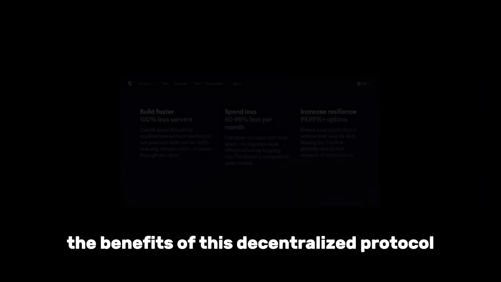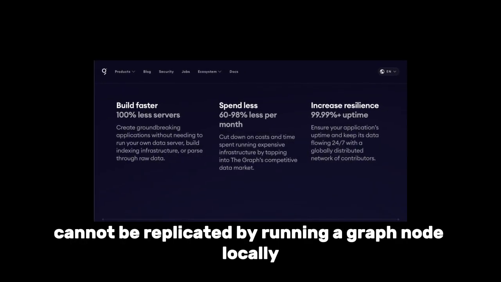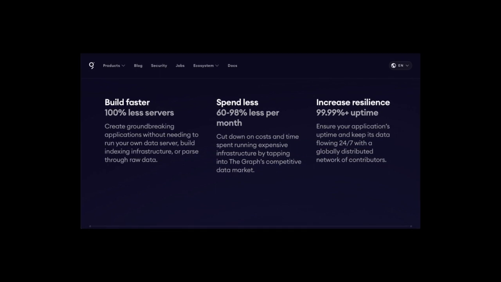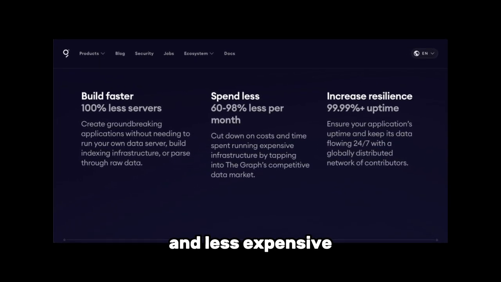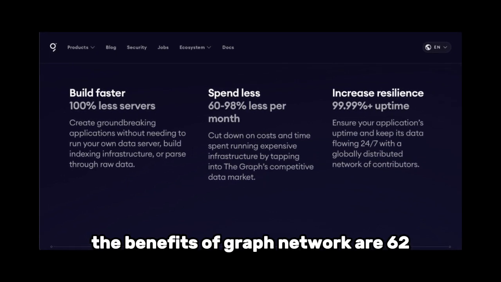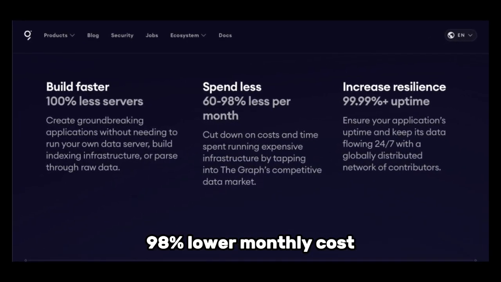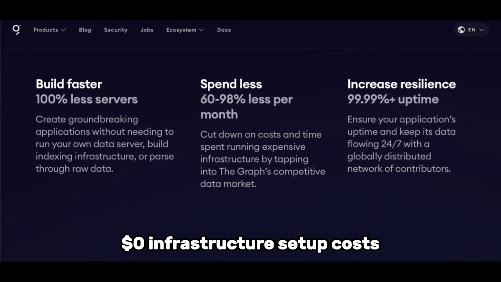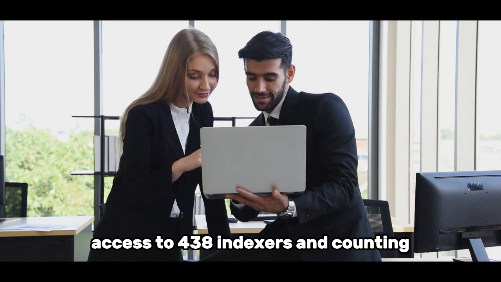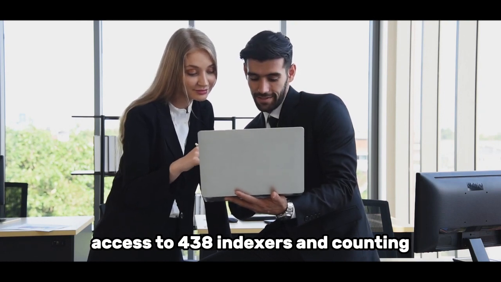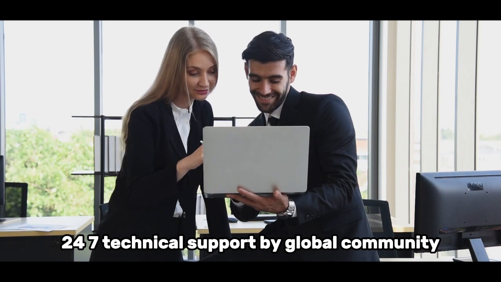The benefits of this decentralized protocol cannot be replicated by running a Graph node locally. The Graph Network is more reliable, more efficient, and less expensive. The benefits of the Graph Network are 60 to 98% lower monthly cost, $0 infrastructure setup costs, superior uptime, access to 438 indexers, and counting, and 24/7 technical support by a global community.